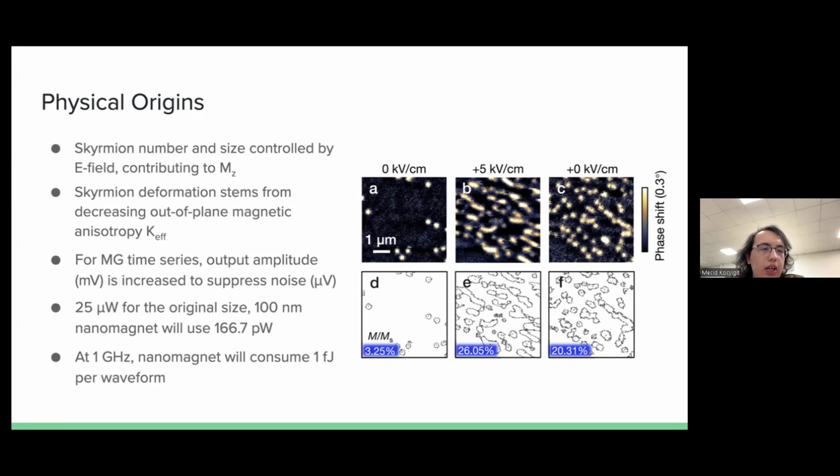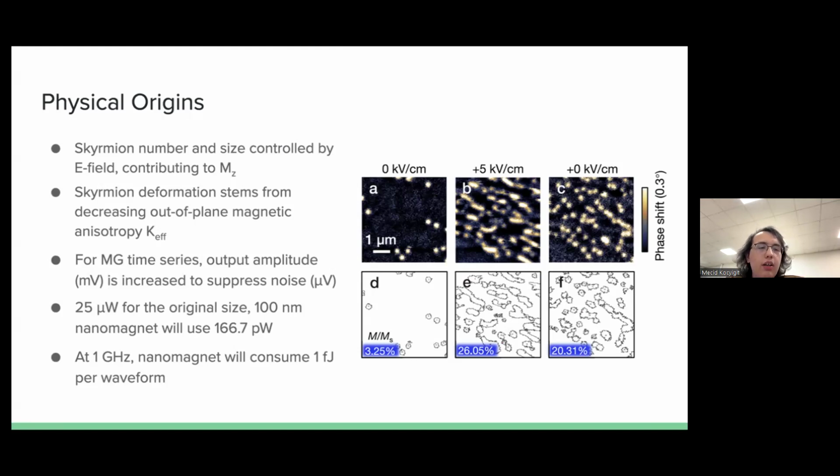And in the study of the MG time series, the output amplitude is increased in the analysis to suppress the noise. The output amplitude is at the beginning in the microvolt range, but it is increased to millivolts to suppress the noise. So the authors suggest that using a magnetic tunnel junction can be a better choice, replacing the Hall bar device, to magnify the output signal.